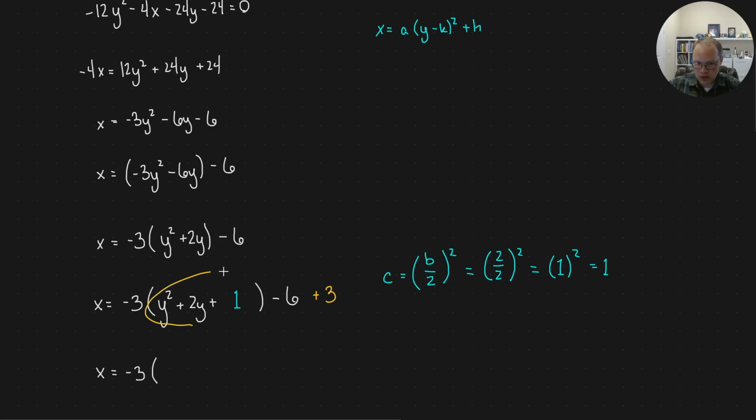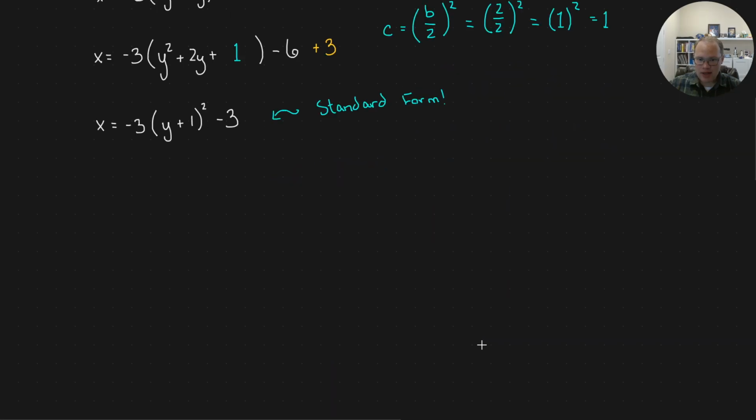This one's simple enough that you could factor it without any help. Two numbers that multiply to 1 and add to 2: 1 and 1, right? So that's y plus 1 squared. Remember, this number is also always this guy before you square it also. Okay, and then over here, if I combine those two numbers, -6 plus 3, I get -3. And now this guy is in standard form. And now it's real easy to graph.